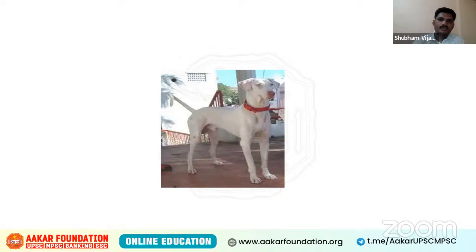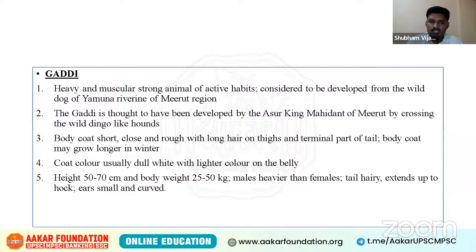Then the next one is the Gaddi. This one is also very heavy and muscular, and it has been thought to be developed by the Assur king Mahidant of Meerut, by crossing wild dingo-like hounds. By crossing these wild dingo-like hounds, this Gaddi dog has been developed.